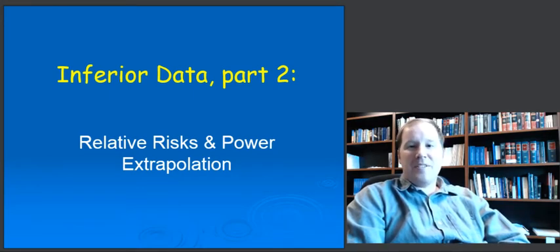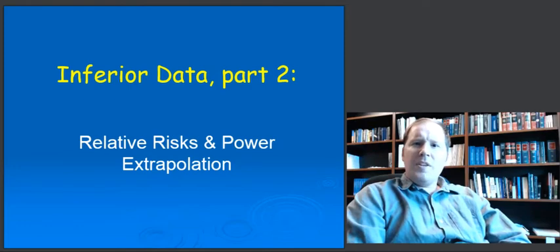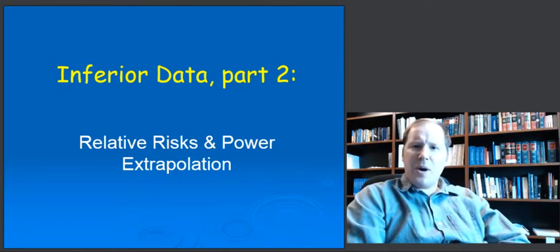Today's topic is entitled Inferior Data Part 2. Specifically, we'll be looking at two topics, relative risk and power, and the dangers of extrapolation. This picks up where we left off in the last class, which was asking and trying to answer the question, can we gain causal knowledge through means other than conducting randomized controlled trials, or RCTs for short?